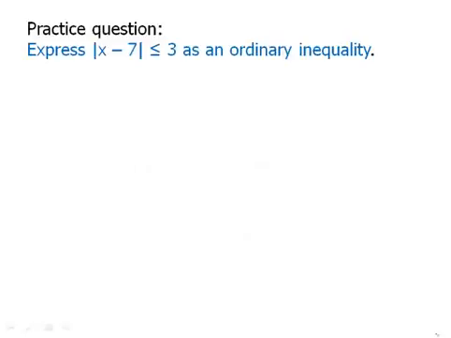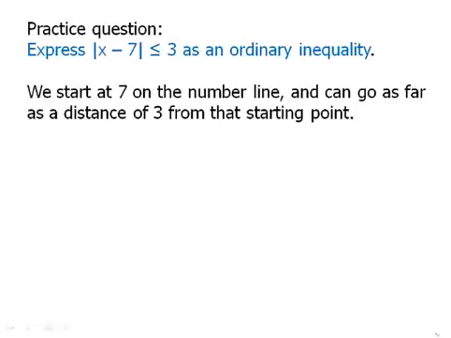Here's a practice question. Pause the video and then we'll talk about this. Okay, express the absolute value of x minus 7 is less than or equal to 3 as an ordinary inequality, an inequality not involving the absolute value. Well, we start off from 7 on the number line, and we can go a distance of 3 from that starting point. We can go a distance of 3 in either direction.